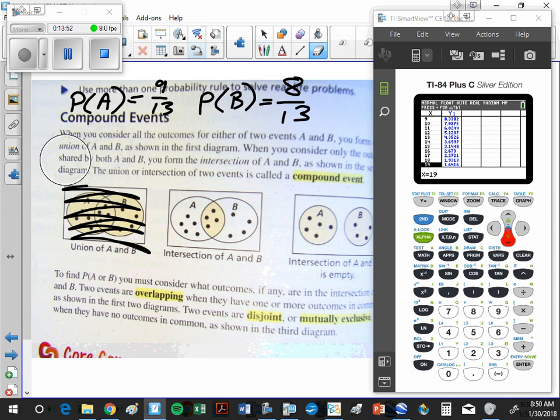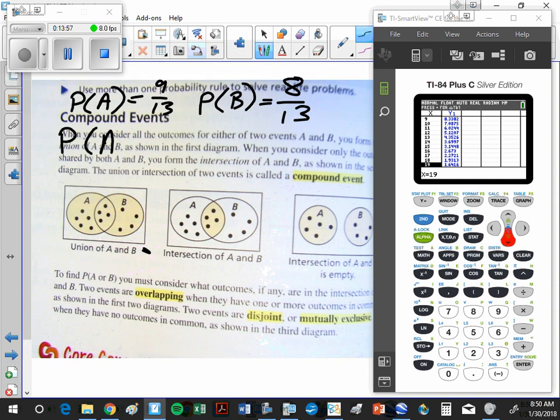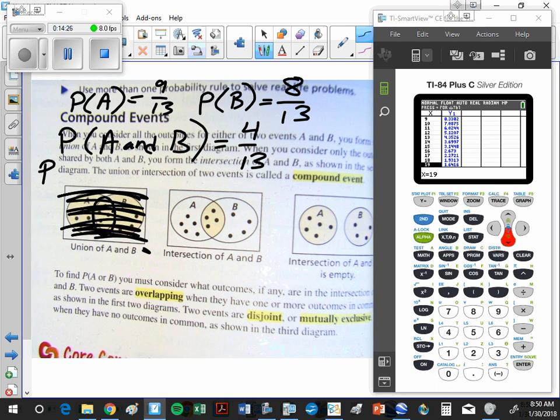Okay. So what is the probability of A and B? 4 out of 13. That would be this section right here. And I could actually find that, like we did, by taking 9 and adding it to 8, and we get 17. And 17 minus 13 is 4. Okay. What is the probability? Don't look at the picture. What is the probability of A or B?